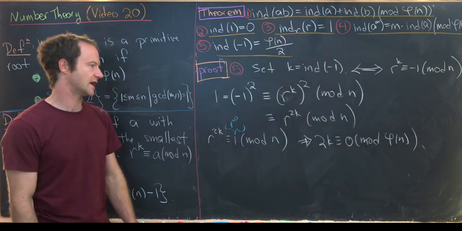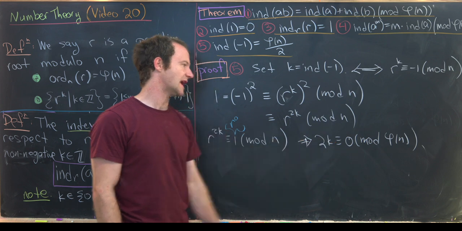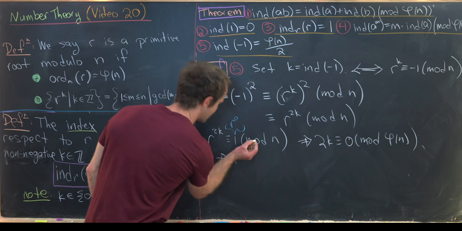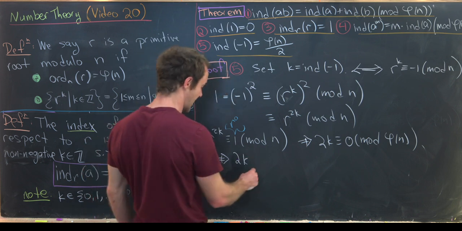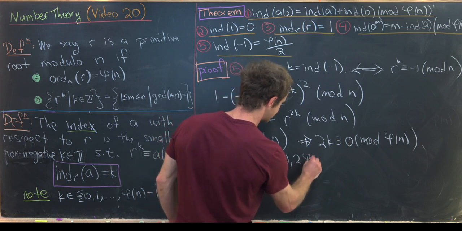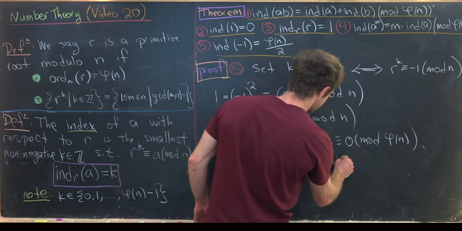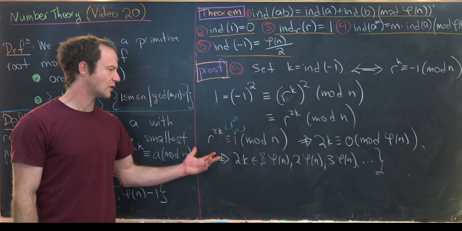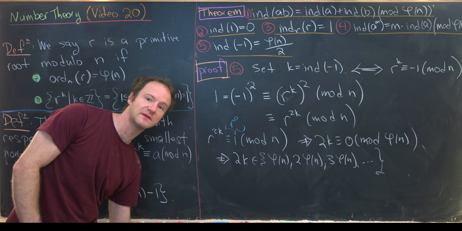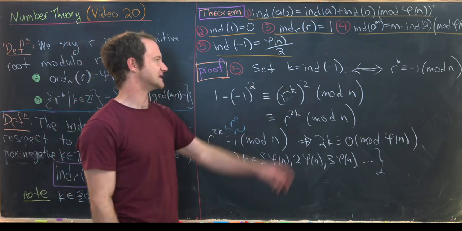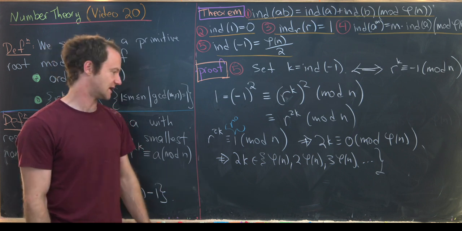But let's see what we've got now. That tells us that 2k is a multiple of phi of n. So that means it comes from the following set. We have 2k comes from the set phi of n, 2 times phi of n, 3 times phi of n, and then so on and so forth. You might say, well, how do we know that it's not 0 times phi of n? That seems like it could be a possibility. But given that k is the index of -1, we know that it's not 0.